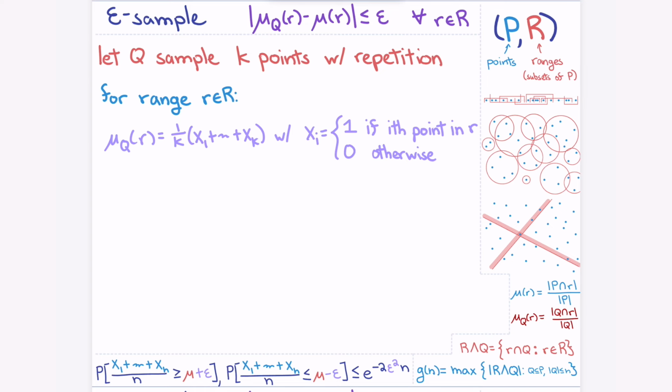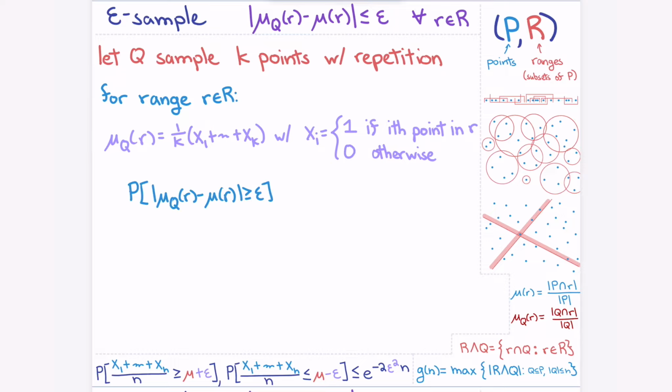Okay. So if we fix a range R and want to start applying Chernoff, how do I model this? I can write this as a sum of indicators. Xi is whether or not the point is in R. And the average will give you that measure.